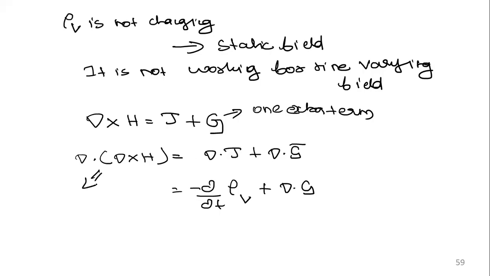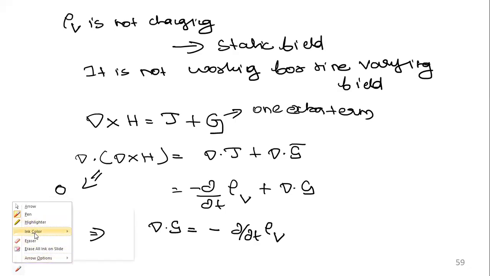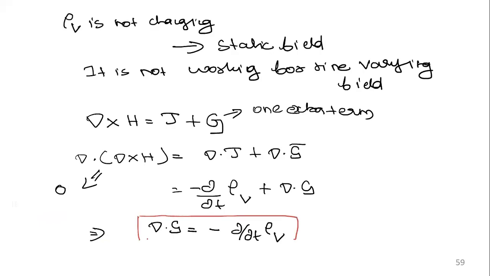And we already know the divergence of the curl of a vector is equal to 0, which makes del dot J equal to minus dou by dou t of rho v. So for Ampere's circuital law with a time varying field, we got del dot J is equal to minus dou by dou t of rho v. And we also know that del dot D is equal to rho v. Del dot D is equal to rho v, you know that. Then we will substitute that here.